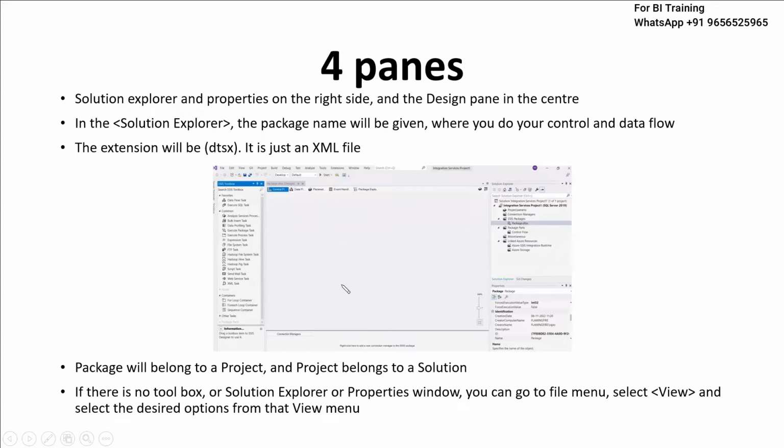In the middle is the part where we will do all the flows, all the tasks, all the transformations. Everything we will do here, and we'll be executing here itself. Of course, the saved package will have the extension DTSX, which is an XML file.